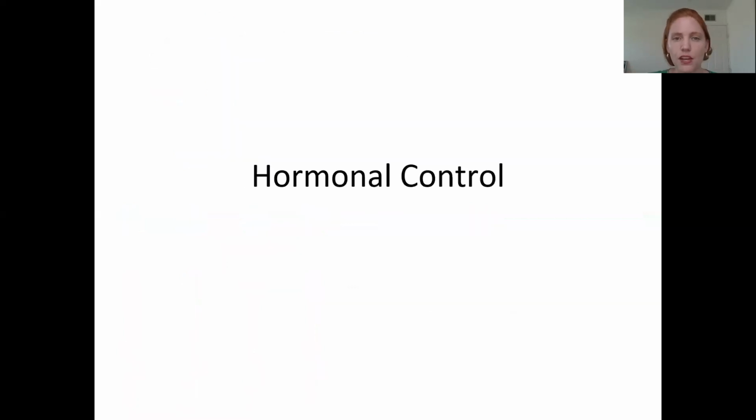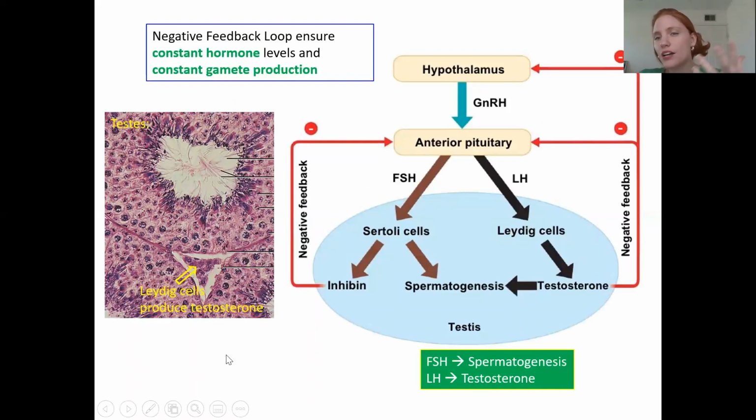Okay, now let's talk about hormonal control. So as always, often the story starts at the hypothalamus. Okay, it's the king. So the hypothalamus, it's going to secrete a releasing hormone. Anytime you see RH, that stands for releasing hormone. And so it'll release gonadotropin. So GnRH stands for gonadotropin-releasing hormone.